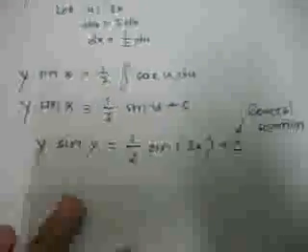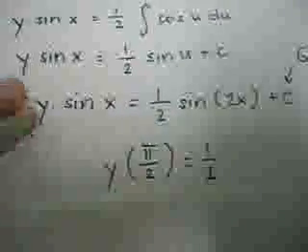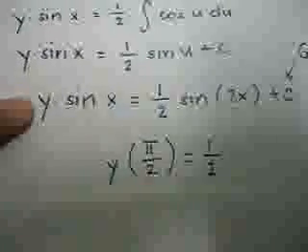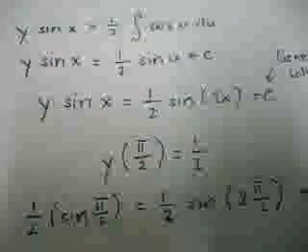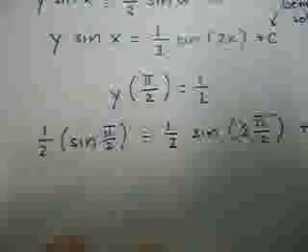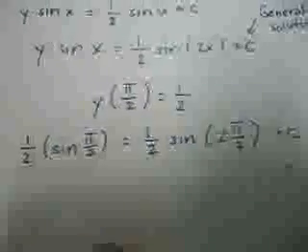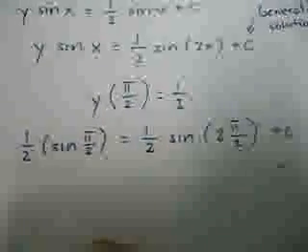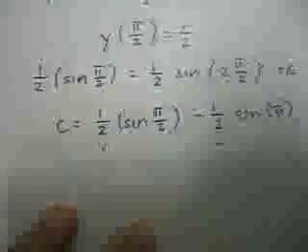But since we are asked to find a particular solution in which we are given that when y is equal to 1/2, x should be equal to pi over 2. So in order to find c in this equation, we would substitute y with 1/2 and x with pi over 2 in order to get c. Okay, so we went ahead and did that. So we have 1/2 times sine of pi over 2 is equal to 1/2 of sine of 2 times pi over 2 plus c.